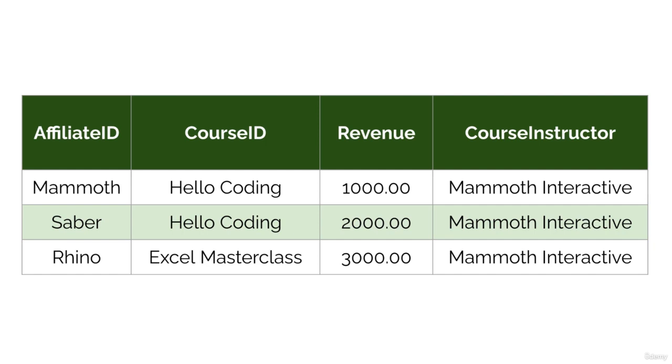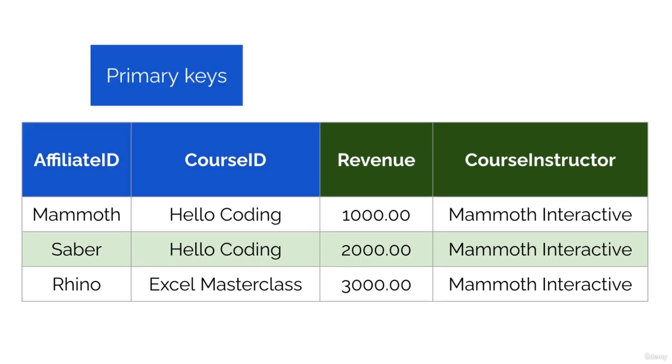So for the affiliate Mammoth, the Hello Coding course generated $1,000 in revenue, and the course instructor was Mammoth Interactive. For the affiliate Sabre, the course Hello Coding generated $2,000 in revenue, and the course instructor was Mammoth Interactive. Then for the affiliate Rhino, the course ID Excel Masterclass generated $3,000 in revenue, and the course instructor was Mammoth Interactive. Here, the primary keys are the affiliate ID and the course ID.